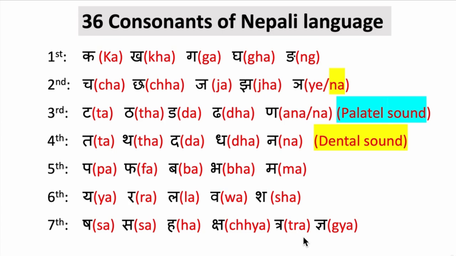As you can see here on the screen, there are 36 consonants in the Nepali language, which are further divided into 7 different lines. Each line has 5 different consonants, but only the 7th line has 6 consonants, and altogether there are 36 consonants in the Nepali language. Without any delay, let's learn how to write and read consonants.